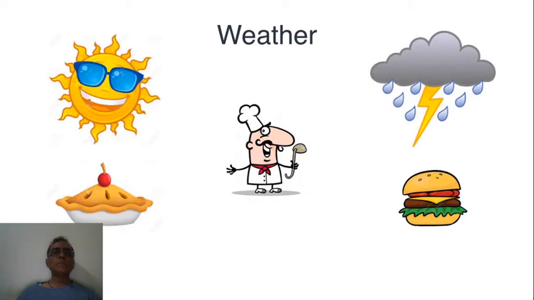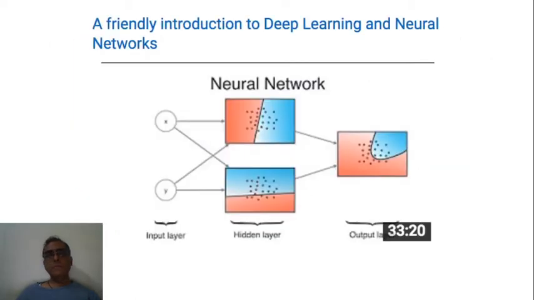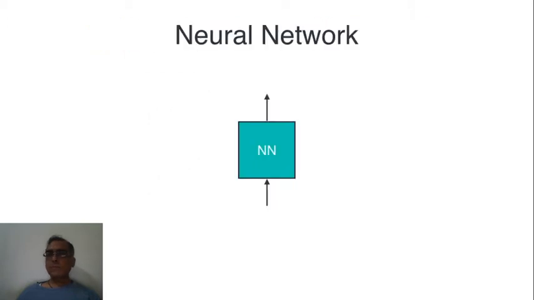So this scenario can be easily modeled by a very simple neural network. If you don't know what a neural network is, I recommend this other video that I have on the channel. It's called A Friendly Introduction to Deep Learning and Neural Networks. You should check it out, and that'll give you an idea of what neural networks are. So this would be a very simple neural network. A neural network has an input and an output. In this case, the input is, for example, a sunny day, and the output is an apple pie. Or if the input is a rainy day, then the output is a burger.